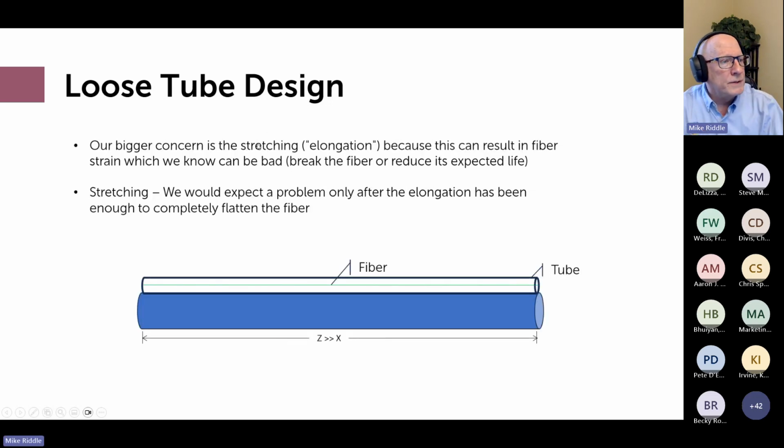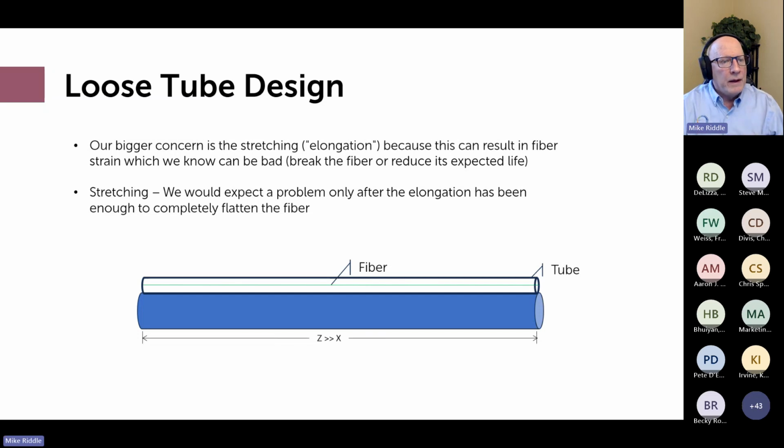So the bigger concern is going to turn out to be the elongation, because the elongation can lead to stress and strain on the fiber, and we already know that can be bad. You can break the fiber or reduce its expected life. But now that we've put the fiber in a sinusoidal shape, we can expect that there's not going to be a problem until the period has been so reduced that the fibers have basically gotten flat.